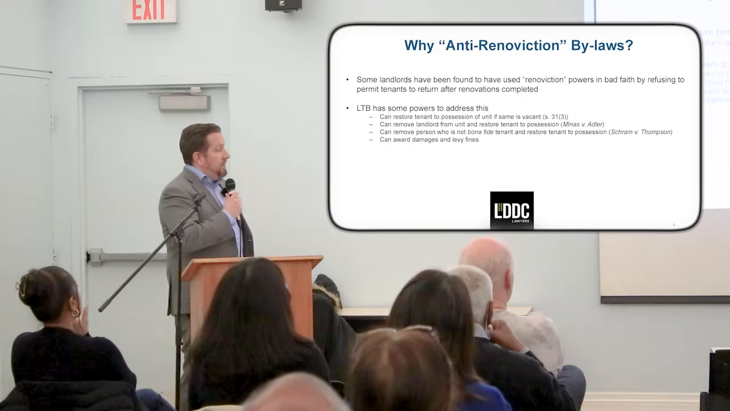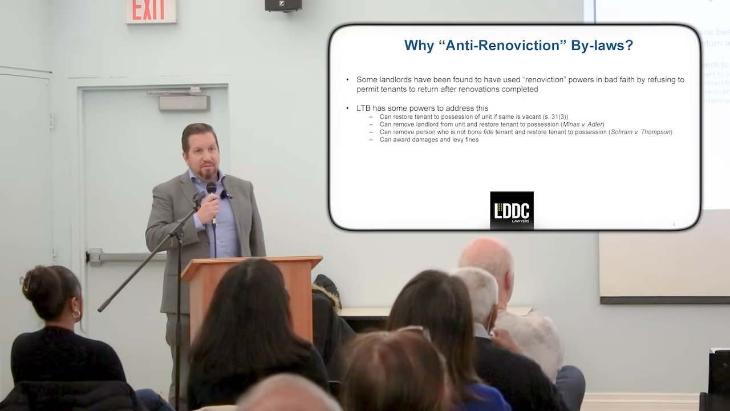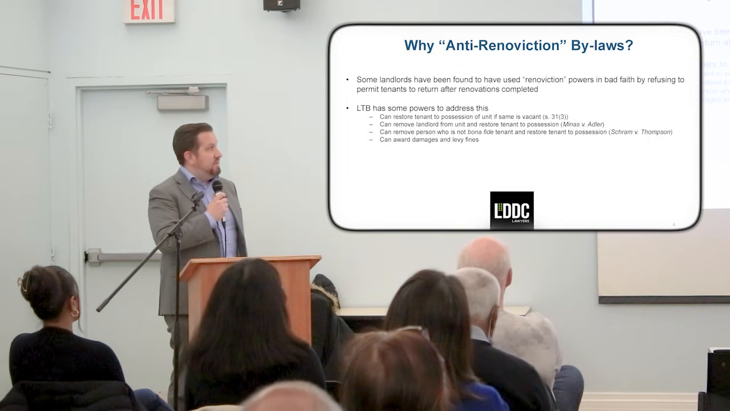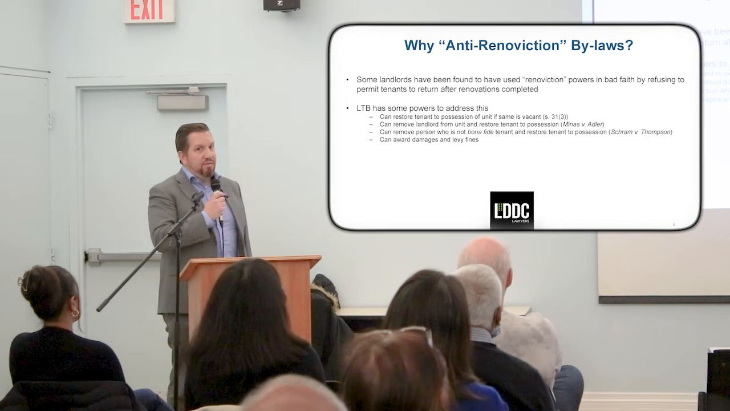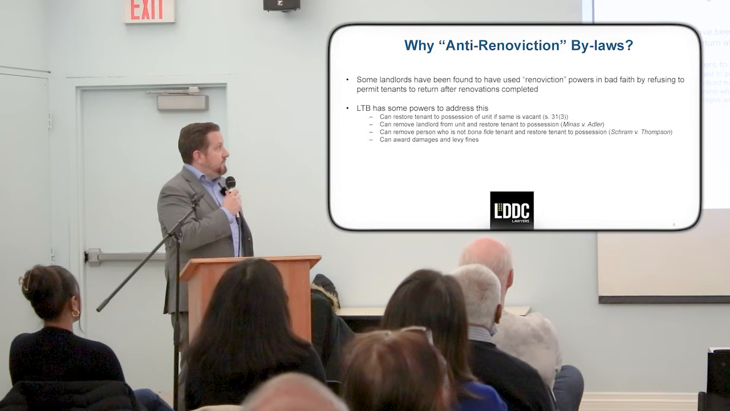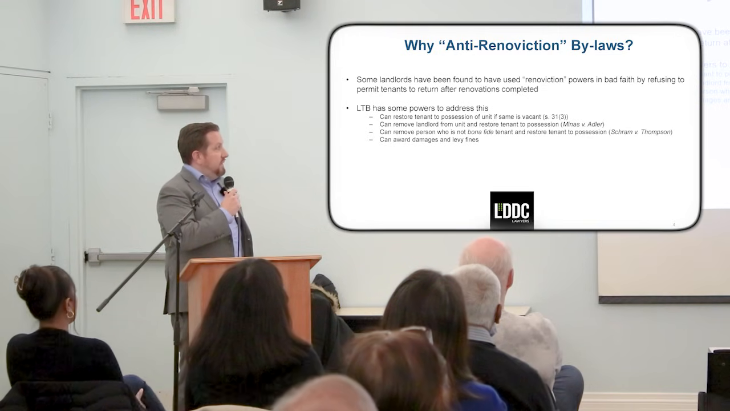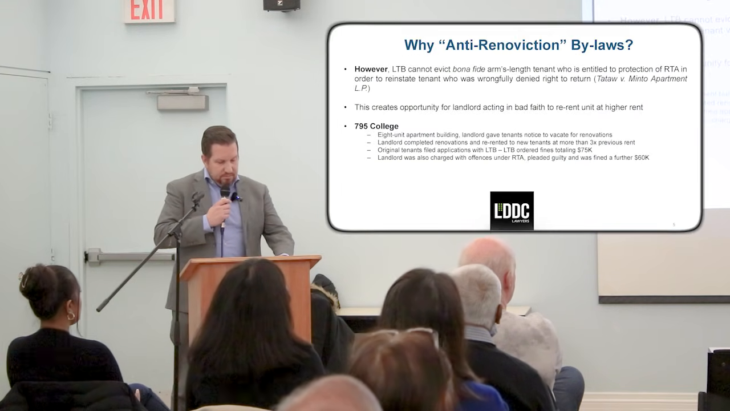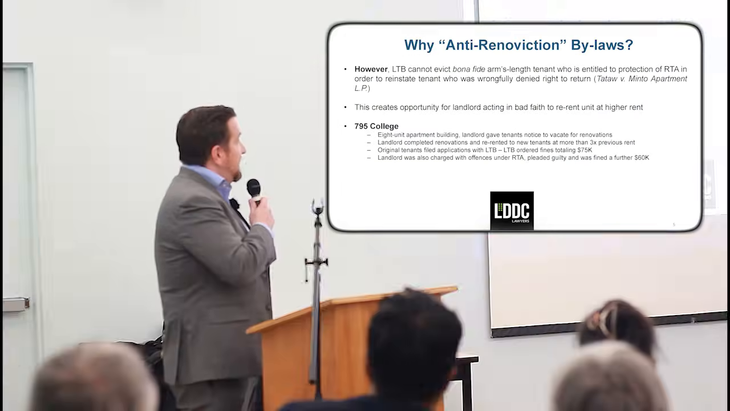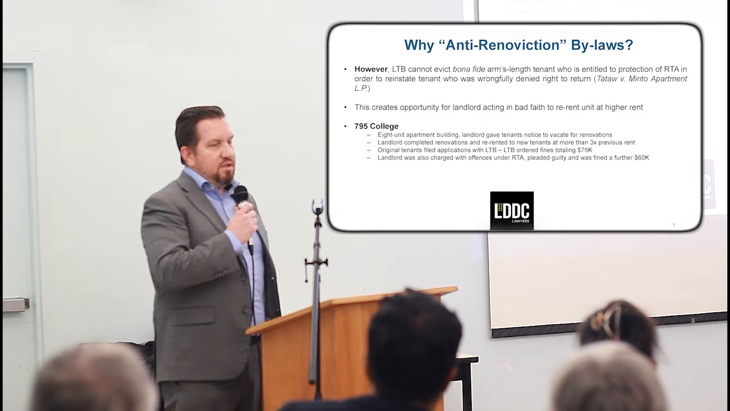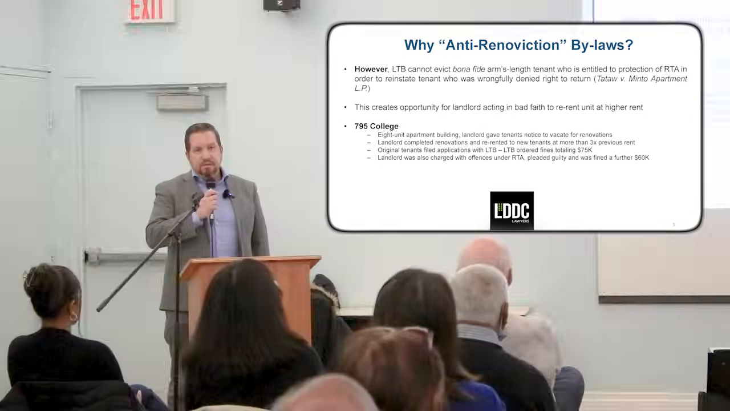The Landlord and Tenant Board has some powers to address this. They can fine, they can order the tenant to return to possession if the unit is vacant, or if there is no bona fide new tenant in possession, if there's a new tenant in who's essentially a sham or the owner themselves. But what they can't do, if we can go to the next slide, please, is they cannot evict a bona fide arm's length tenant who was themselves entitled to the protections of the RTA.